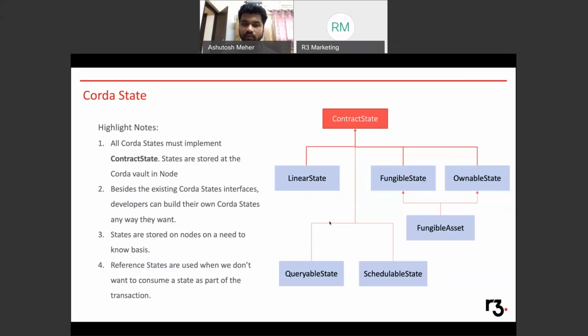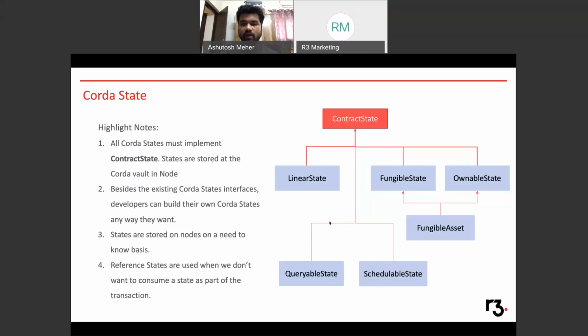And then we have schedulable state. There is often a requirement for scheduling events, right? You might say, I want to schedule a transaction at a particular point in time. This schedulable state is something which helps you in event scheduling. You can go into the details of that on your own. But for the purpose of this session, I guess it is most important to know what all these things are and what they are used for.